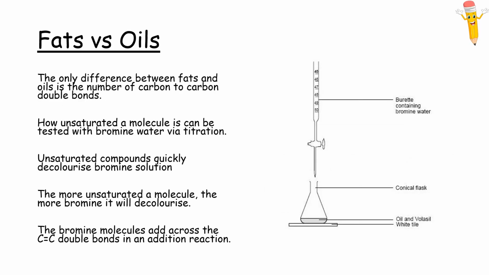So fats versus oils then. The only difference between a fat and oil is how unsaturated it is. Fats are saturated molecules, so they only contain single bonds, whereas oils are unsaturated molecules. They contain carbon-to-carbon double bonds. How can you test how unsaturated your oil is? Well, we know the test for unsaturation is bromine water decolorizing quickly. So the more carbon-to-carbon double bonds the oil has, so the more unsaturated it is, the more bromine is going to be decolorized. So the more unsaturated my oil is, the more bromine you're going to have to put in in order to decolorize.